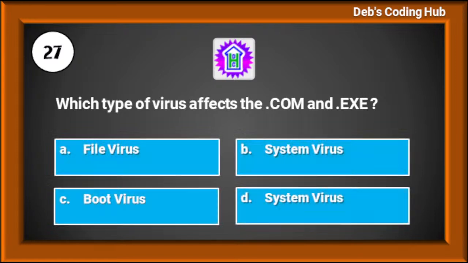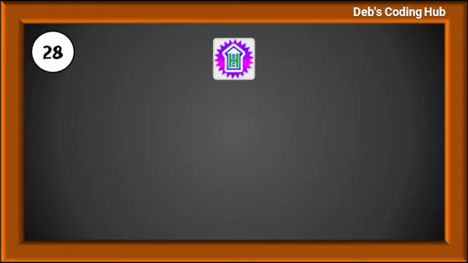Which type of virus affects the .com, .exe files? All these are executable files, and executable files could be infected by a file virus. .com stands for command file, a small executable file, and .exe stands for executable. So file viruses are the viruses that infect or affect the .com or .exe files. Answer should be option A, file virus. Let us jump to the next question, question number 28.